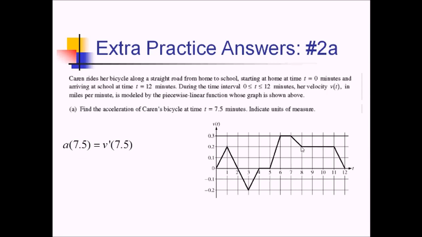That's right about here, and since this is a straight line, we just need to figure out the slope of this line. For the y values, we've got 0.2 minus 0.3. For the x values, we have 8 minus 7. You could do this on a calculator or not. This is negative 0.1 on top, 1 on the bottom, so negative 0.1 overall. And since we have minutes for the time, and velocity is miles per minute, acceleration is going to be miles per minute squared. So negative 0.1 miles per minute squared.